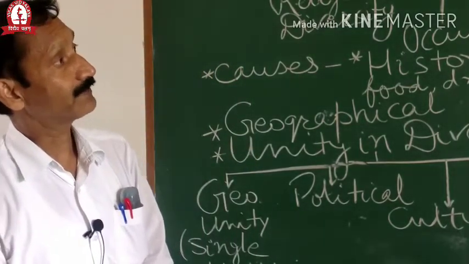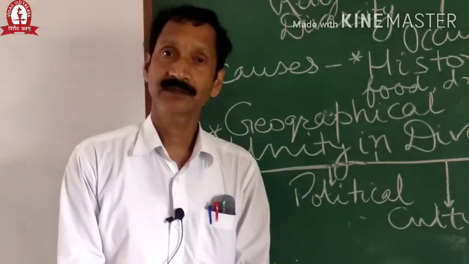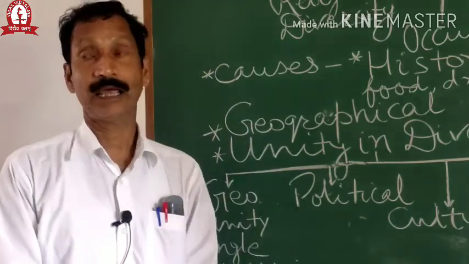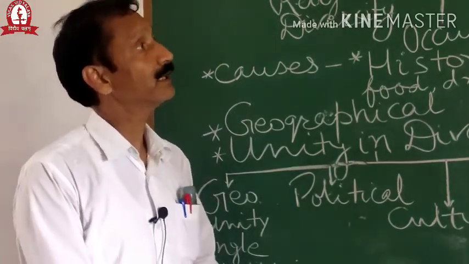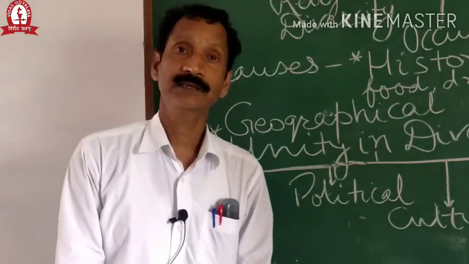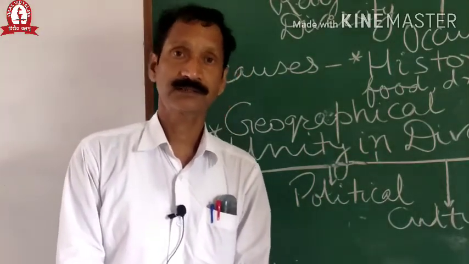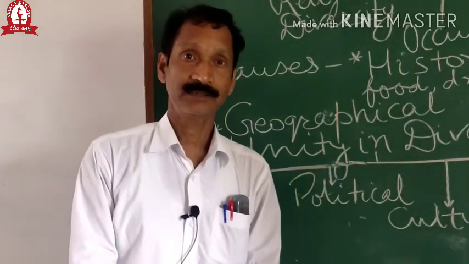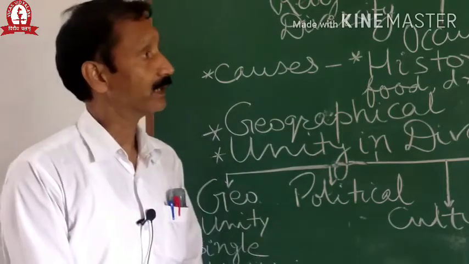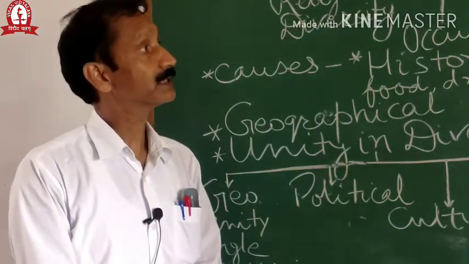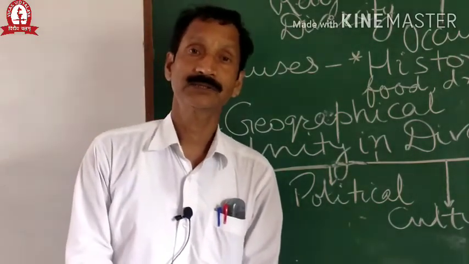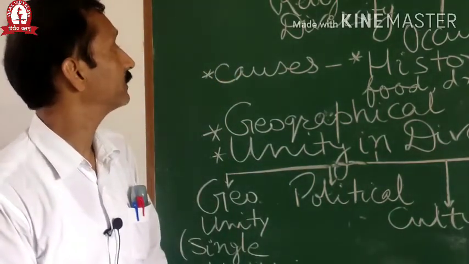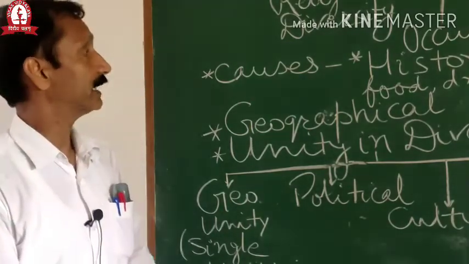Now we also have differences in family structures. We Indians have two types of families, joint family and nuclear family. Joint family is one in which there are grandparents, uncles, aunts, and also parents and other children. But in a nuclear family only parents and children exist. So we have the causes of diversity.